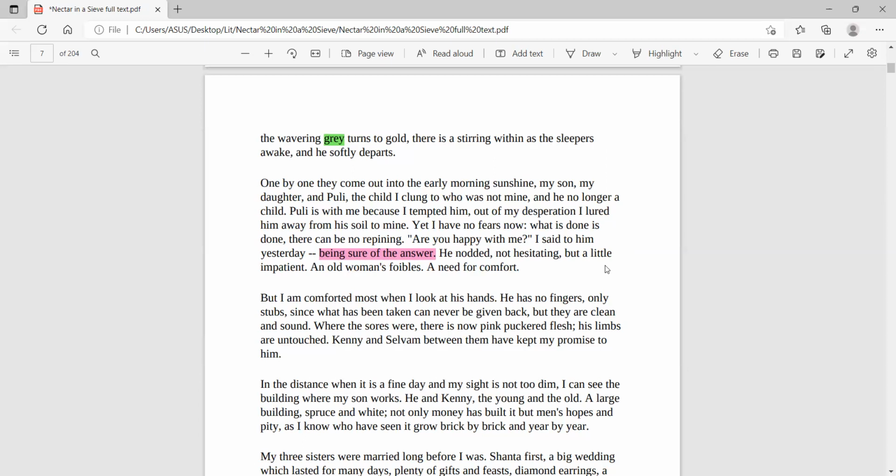Okay? He nodded, not hesitating, but a little impatient. An old woman's foibles, a need for comfort. Her constantly questioning Puli seems to be an insecurity, an unsureness, probably. Maybe it comes with old age. Because she needs to hear that he is happy with her always. Maybe this is giving her a great comfort. She can feel relaxed or relieved when she listens to his answer. Because the most important thing is the protagonist is the one who has brought him here. So that is the reason why she constantly questions him, like, are you happy with me? Okay.